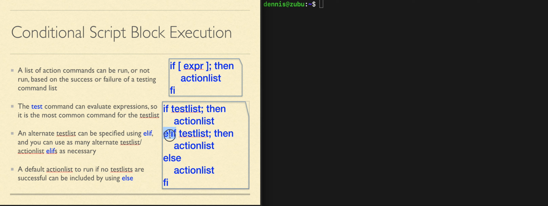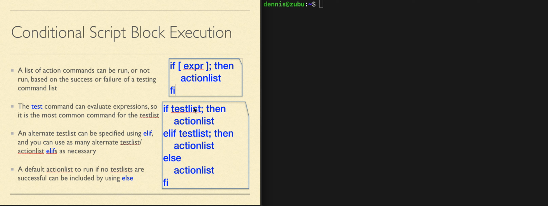If they were not, if will look for the command elif with additional tests to run. If it doesn't find elif, it looks for else. If it doesn't find either of these, it looks for fi to be the end of the if statement. The test list is usually the test command with an expression, and so the simplest form is the first one given here: if some test expression, then do some commands, followed by fi to finish it.